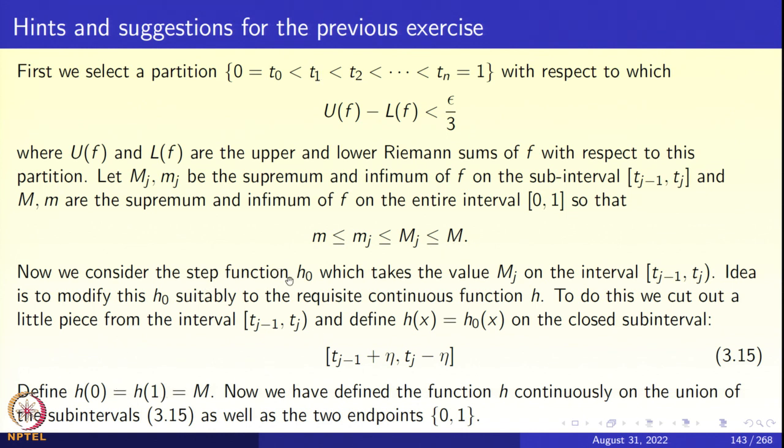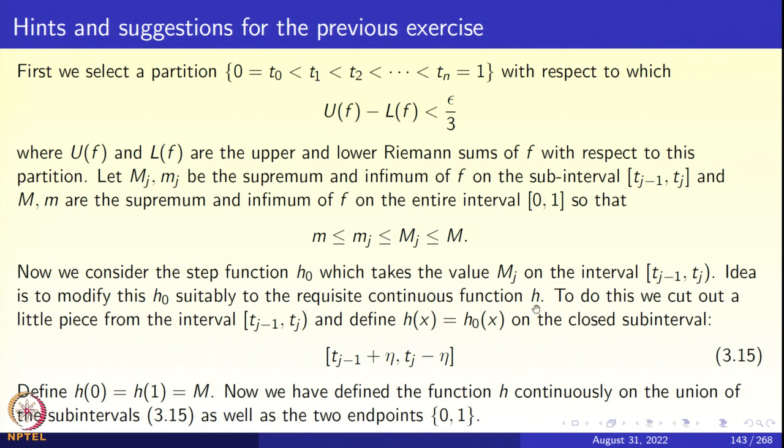Now we consider the step function. What is the upper Riemann sum? The upper Riemann sum is simply the Riemann integral of a step function. So let us take the step function which assumes the value capital Mj on this subinterval [tj minus 1, tj]. If you integrate the step function h naught, you get the upper Riemann sum capital UF. Similarly, integrating another step function, I will get the lower Riemann sum. So we start with this step function h naught and start modifying it appropriately to get the requisite continuous function h.